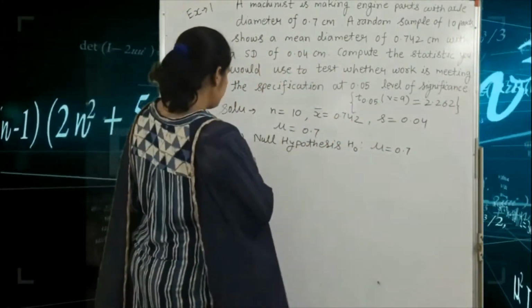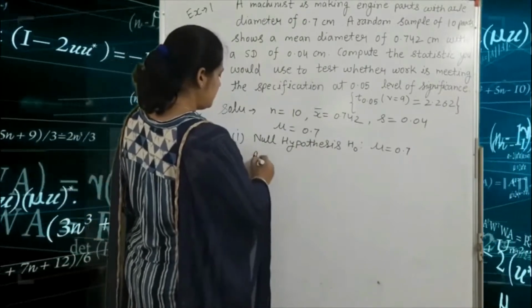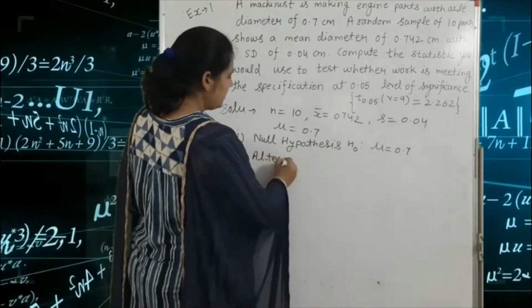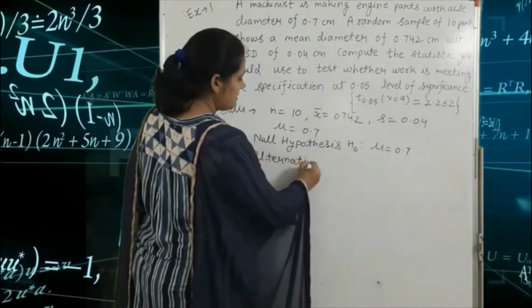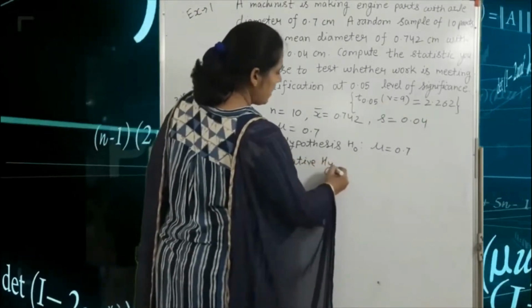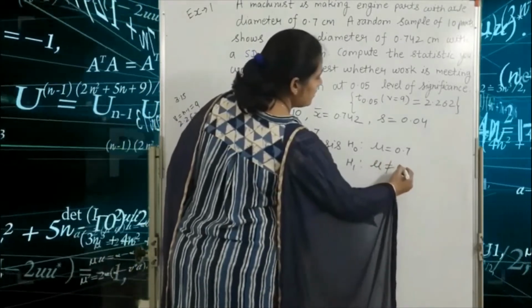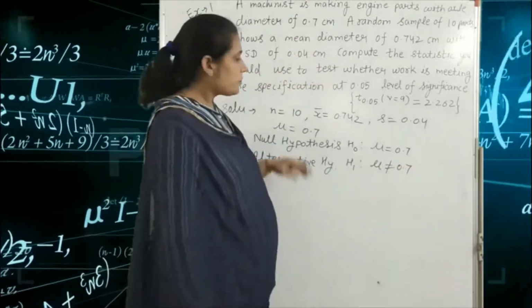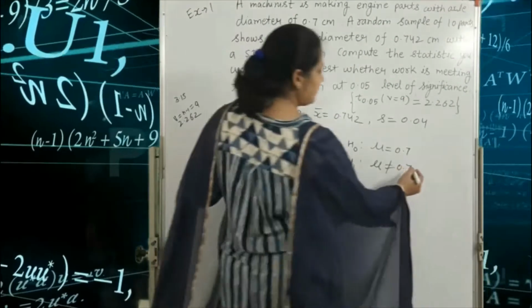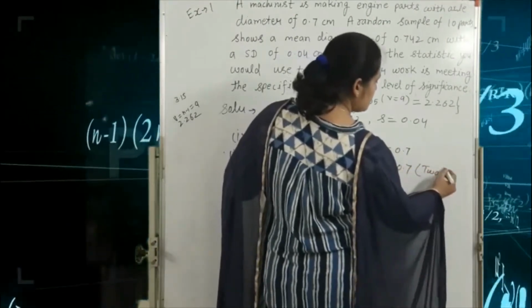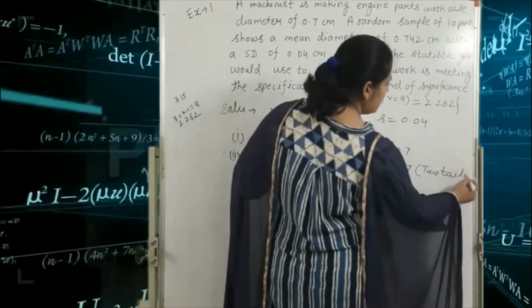Second, we write the alternative hypothesis. The alternative hypothesis H1 is mu not equal to 0.7. So mu not equal to 0.7 means this is a two-tailed test.